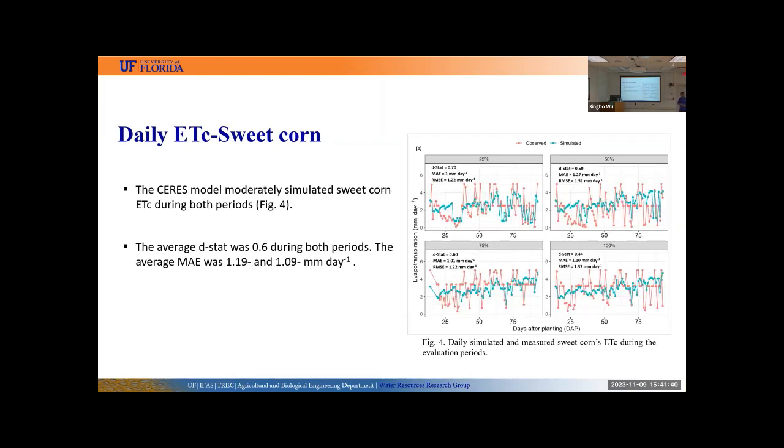And we also used this model for simulating evapotranspiration, and we observed that this model was also able to moderately estimate evapotranspiration during both periods, during calibration and evaluation periods. For instance, the average D-star was 0.6 during both periods, and the mean absolute error was 1.19 millimeter per day for calibration, and it was 1.09 during the evaluation period. And this model's performance in simulating evapotranspiration data was also less than the green beans model.